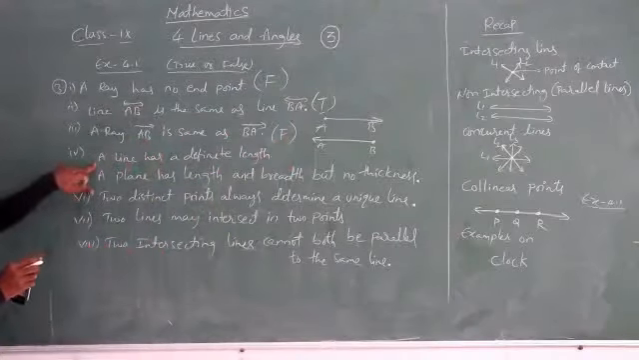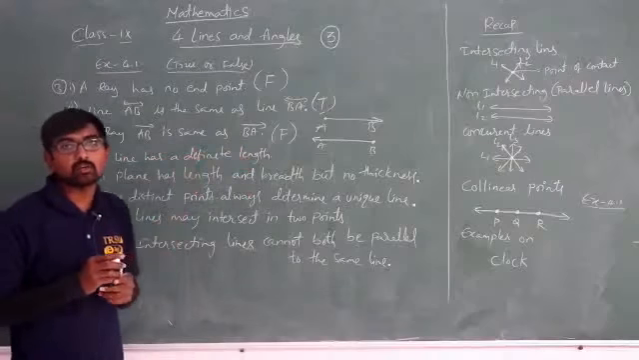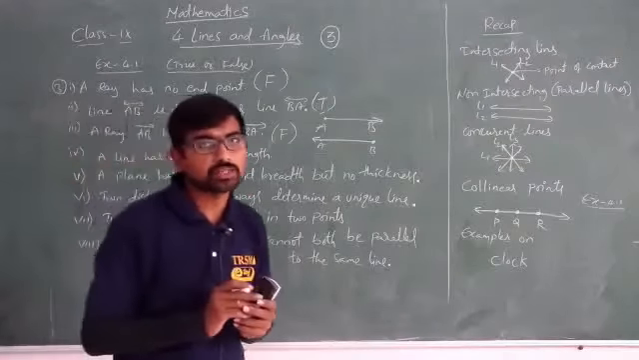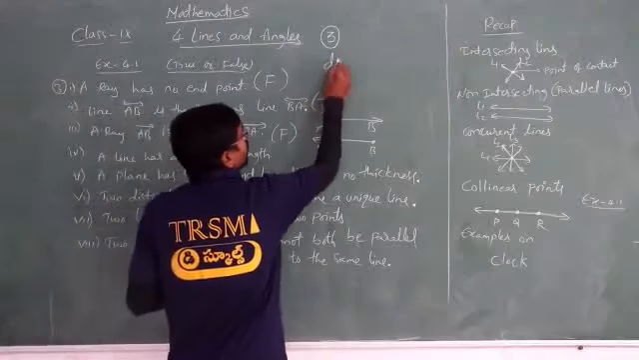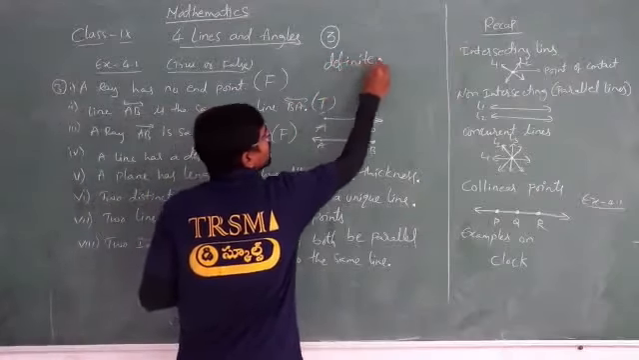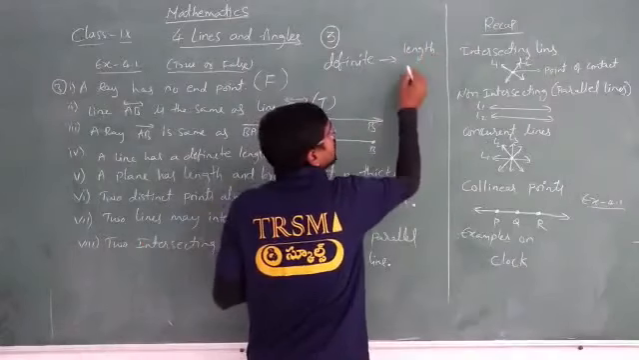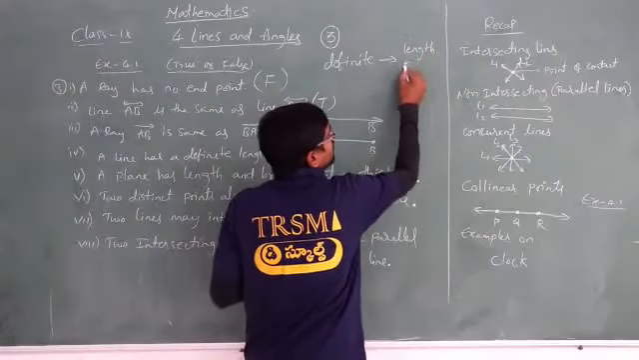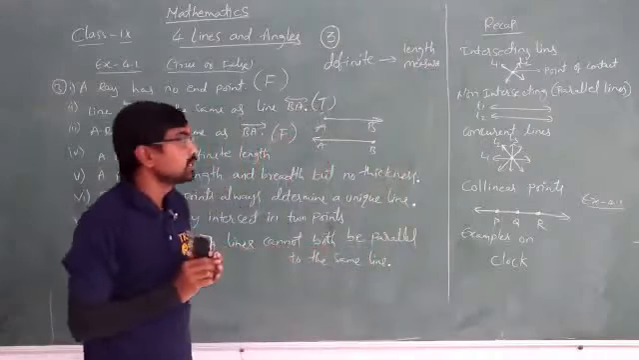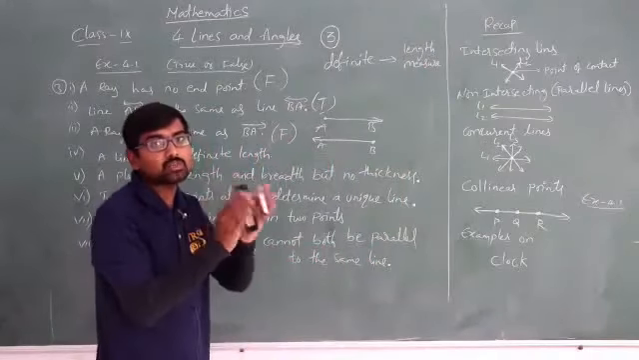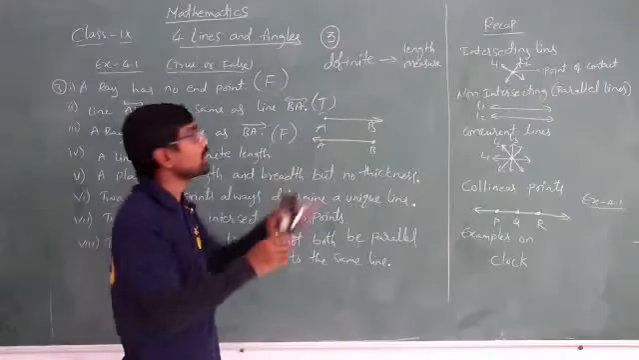Next, coming to the fourth one, a line has a definite length. What is definite and what is indefinite? Definite can be measured. The length can be measured. We can measure the length by using a scale. It is a finite value. Finite value means that it is having a value. We can find the value.